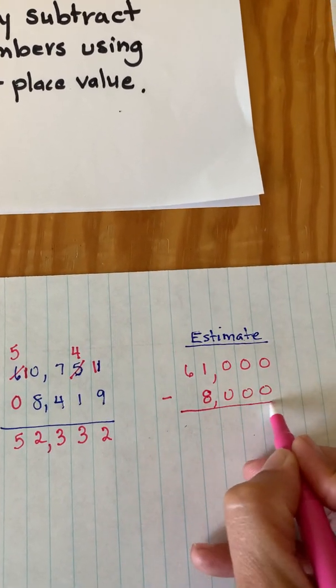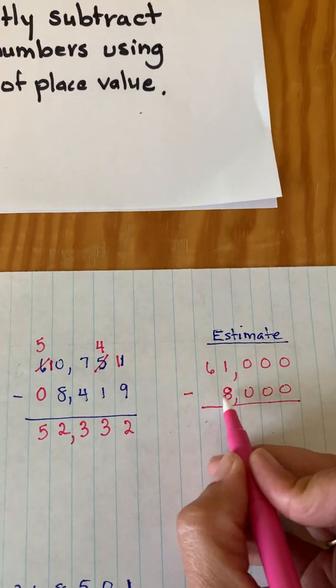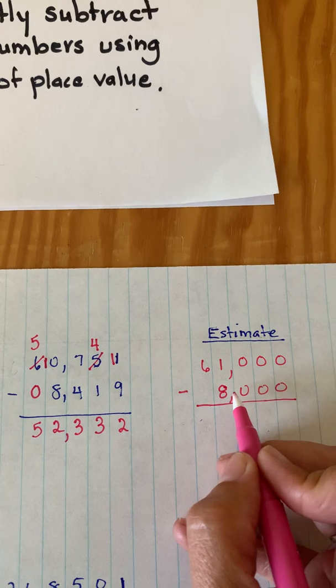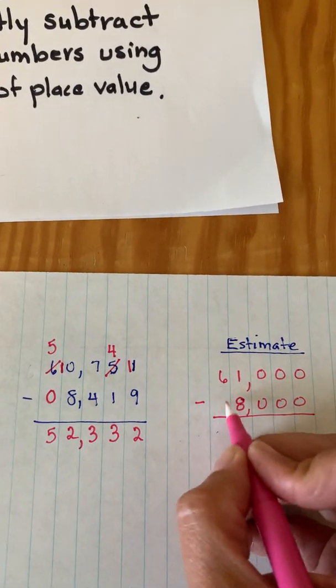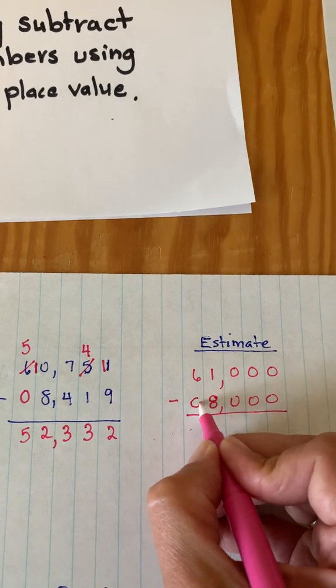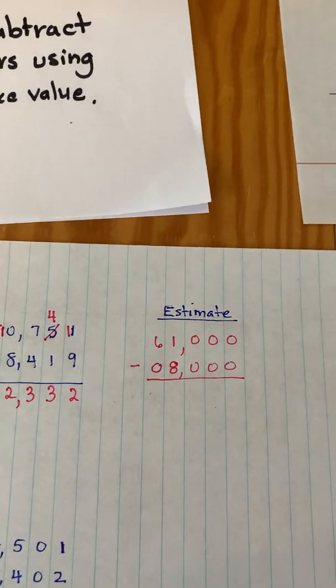Now, did you notice where I wrote the 8? Boys and girls, you have to make sure that you put it back in the thousandths place. Otherwise, it's going to be incorrect. Now, remember, I do not have a digit here, so I'm going to go ahead and put a 0 there just so I'm not confused when I'm subtracting.